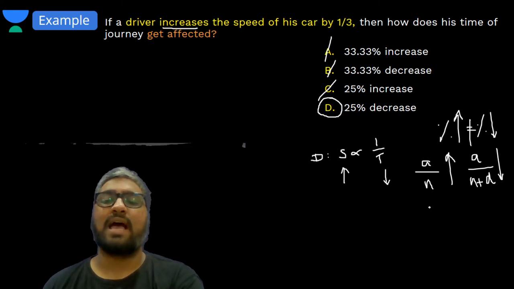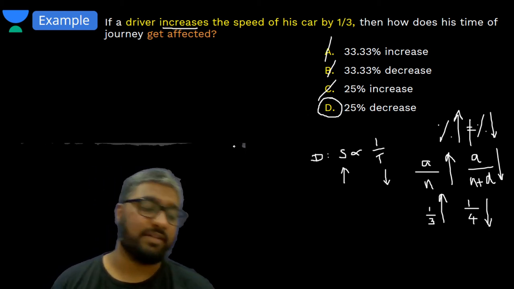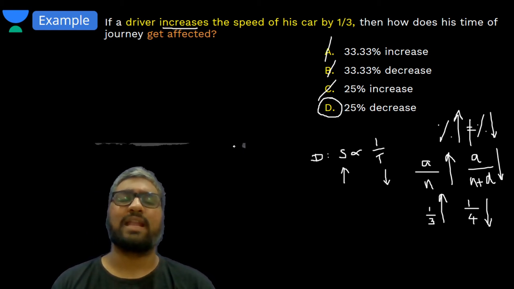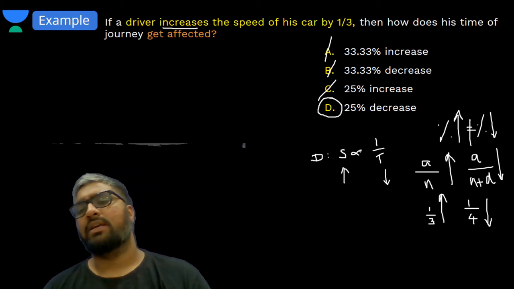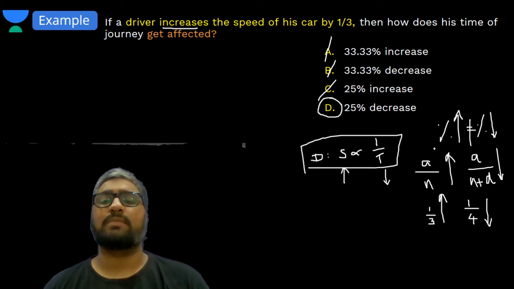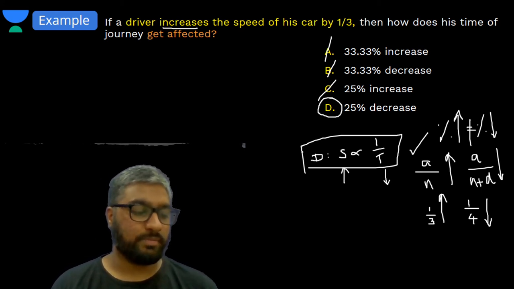So if we have an increase in the speed by 1 by 3, the speed increases by one third, then what happens to the time? It decreases by 1 by 3 plus 1, which is 1 by 4. 1/4 decrease is nothing but 25% decrease. So whenever a question deals with increase and decrease in speed, time, distance, whatever, you can always blindly believe in the relationship. If they are inversely proportional, then go for this. Got it? Superb, guys.